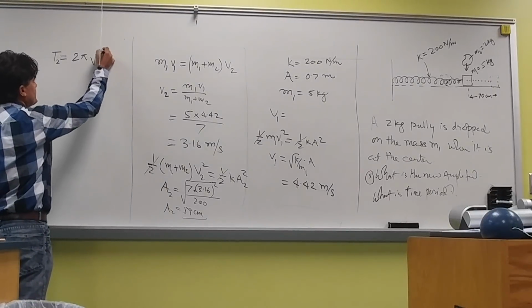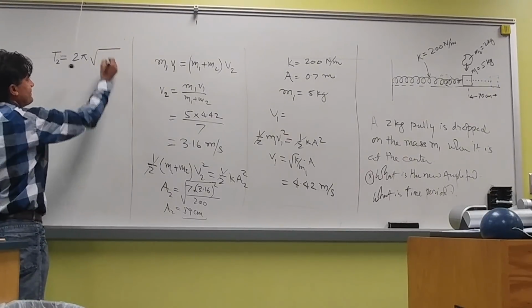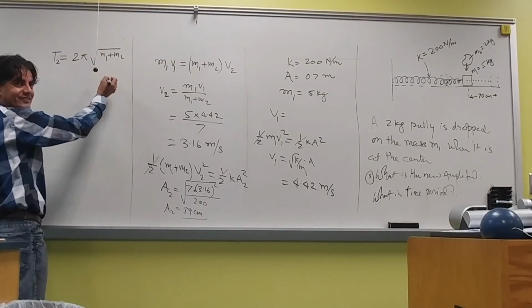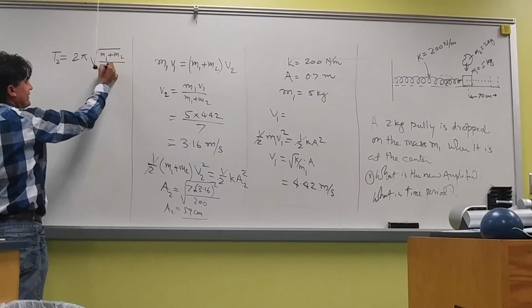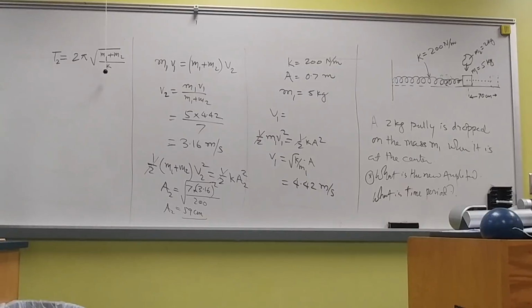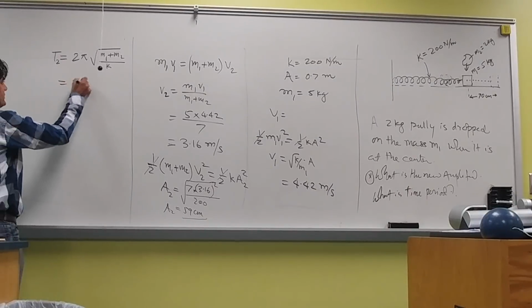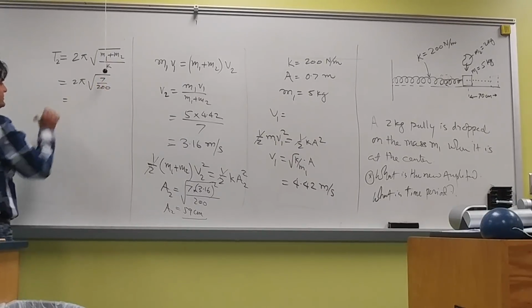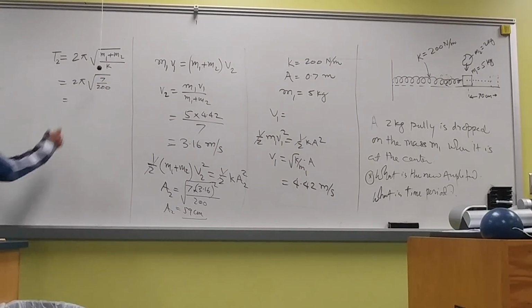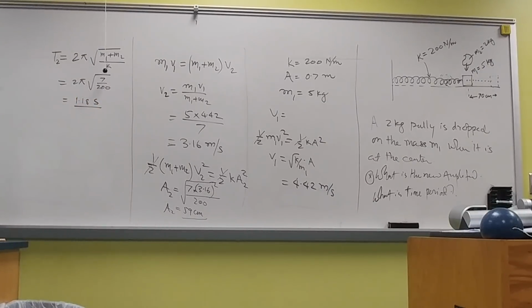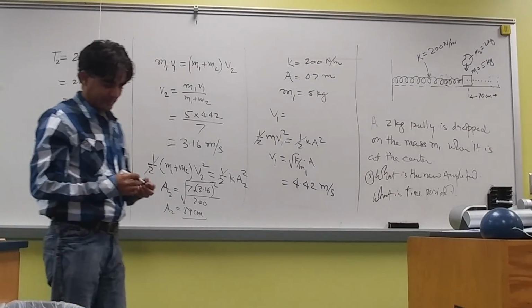2 pi square root of m over k. What is m? It's m1 plus m2, right? Over k, and k is the same thing. Can you quickly calculate T2? 7 by 200, which is 1.18. 1.18 seconds. Is that the time period? Yes. Did everyone get the same number? Yes.